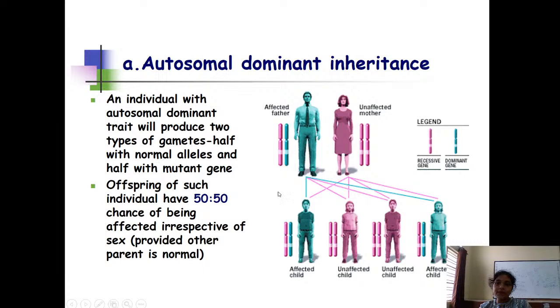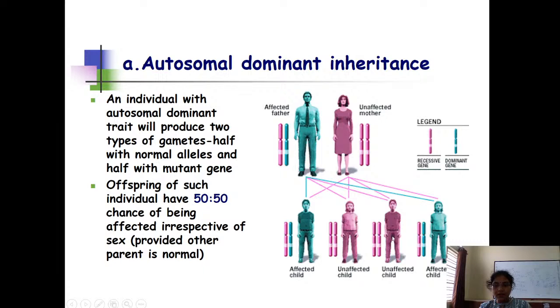Now, autosomal dominant inheritance. An individual with autosomal dominant trait will produce two types of gametes, half with normal alleles and half with mutant gene. Offspring of such individual have 50-50 chance of being affected irrespective of sex, provided other parent is normal. Now let us see this. Affected father, unaffected mother. Affected father, if we see one pink and one green. So he's affected, and unaffected mother, there the recessive gene is pink and dominant gene is green.